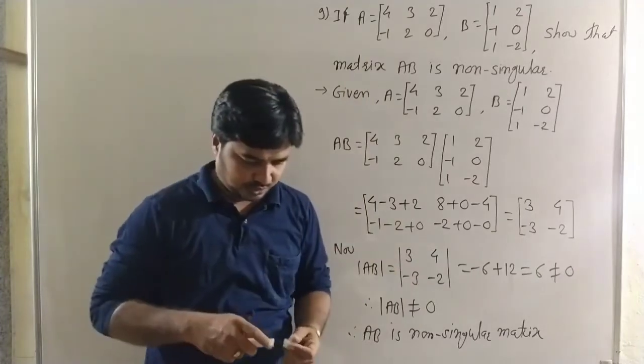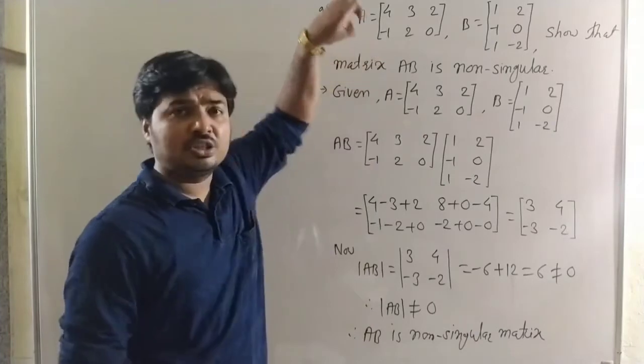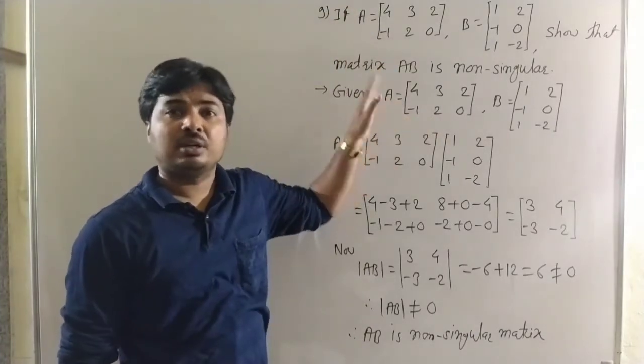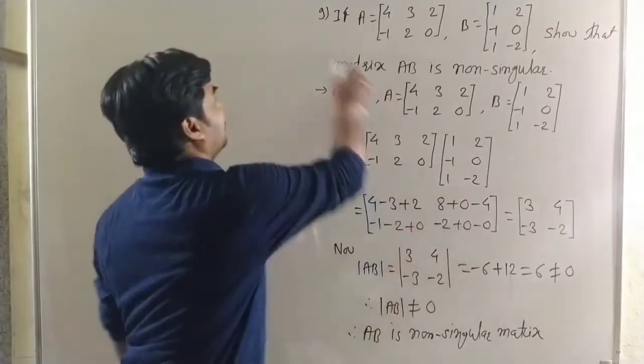Okay. Now we see the next example. See carefully. If the determinant of a matrix is 0, then it is singular, and if the determinant of a matrix is non-zero, then it is non-singular.